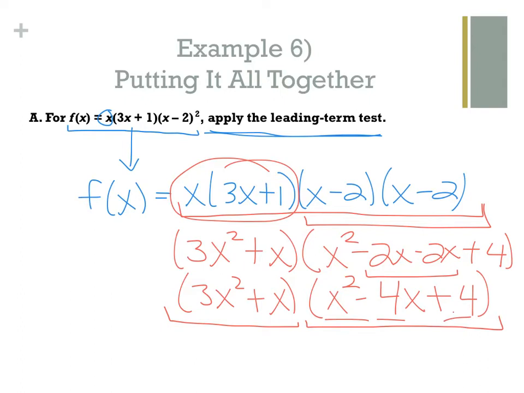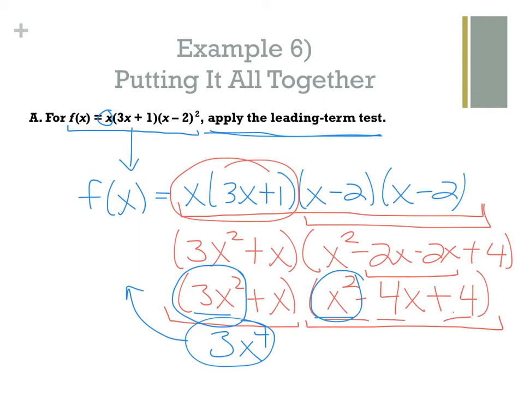When I multiply them together, I don't really need to multiply out the whole thing. I can multiply the first term in each factor. If I multiply the first terms, 3x squared times x squared, I get 3x to the fourth. So 3x to the fourth is my lead term. If I analyze that using the leading term test, because my power is even and my lead coefficient is positive, I know that both ends are going to be pointed up.